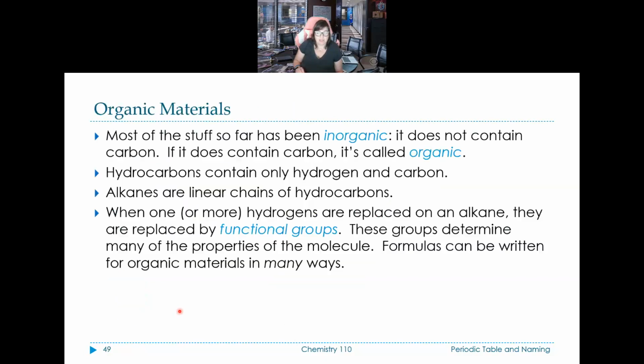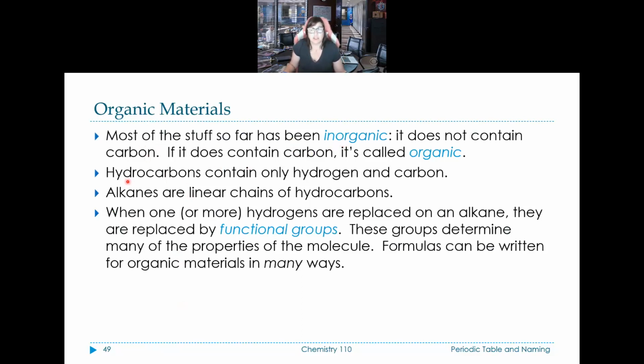Awesome. Now, organic materials. Most of the stuff so far has been inorganic. It does not contain carbon. That's what organic means. So I don't care what these people tell you about how things are grown organically. If it contains carbon, it is organic. Anything you eat contains carbon, so it's all organic. There is no way for it not to be organic. And you'll hear me spouting off about this occasionally, but anything that contains carbon is an organic molecule. All right. Anything that doesn't contain carbon is said to be inorganic.